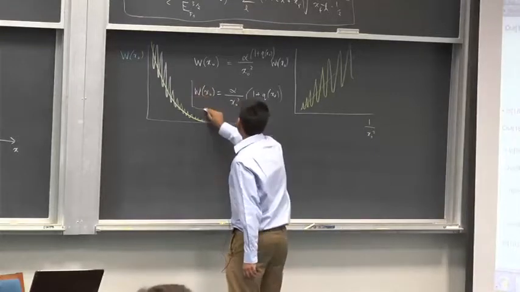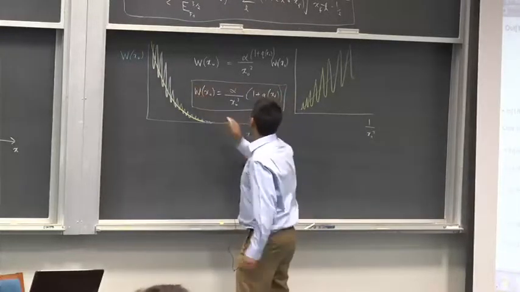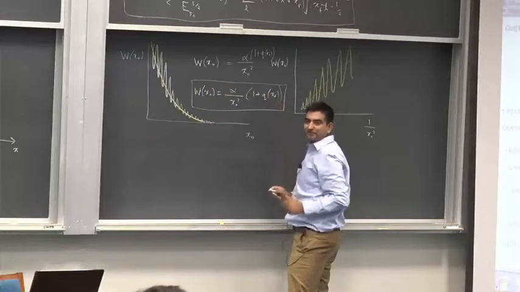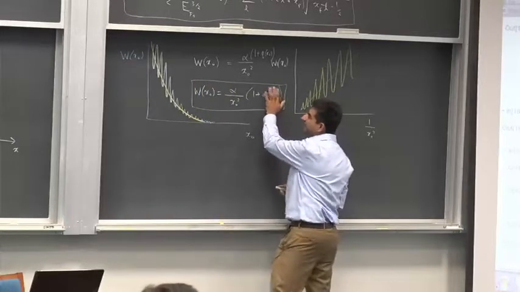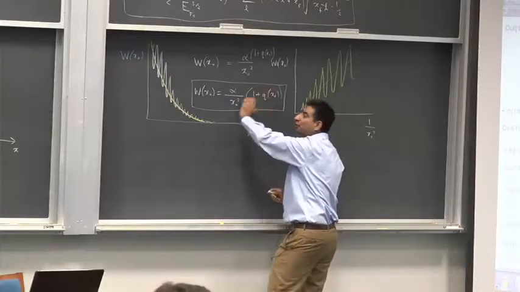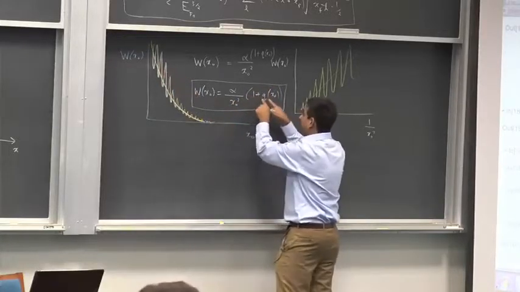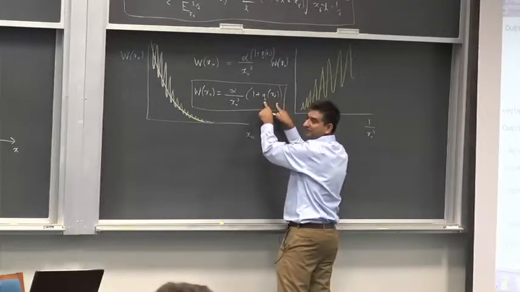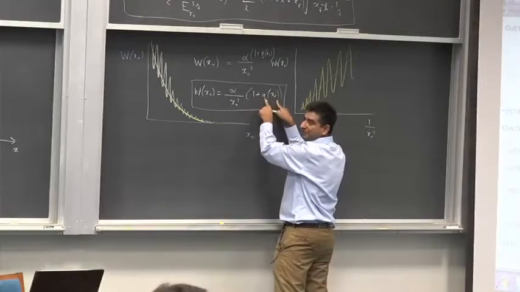So this is my W of x naught, where Q represents the oscillations. If I don't have this, I just get the mean of the oscillation. This is just the mean of the oscillation. On top of that mean, I have an oscillatory part. I need to find out what this oscillatory part is.